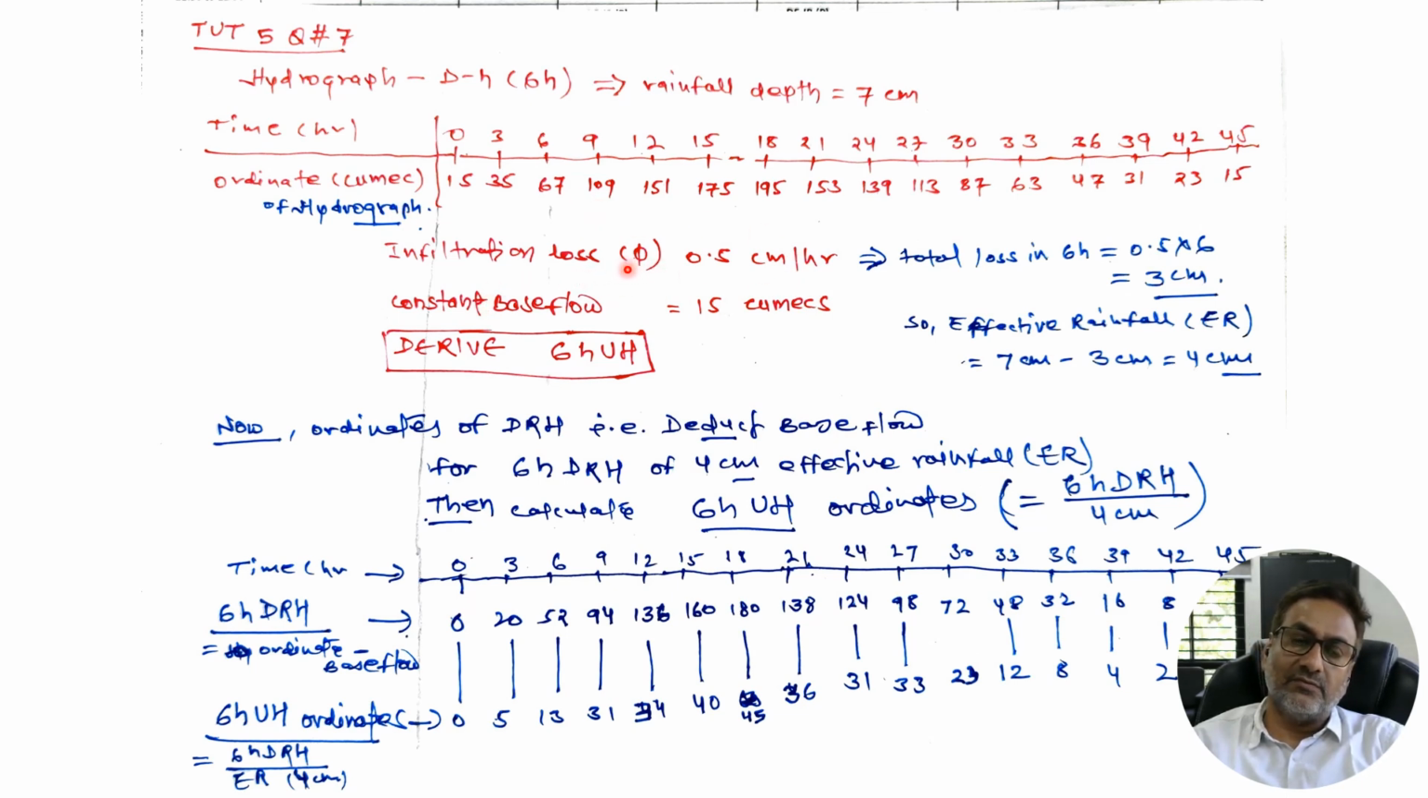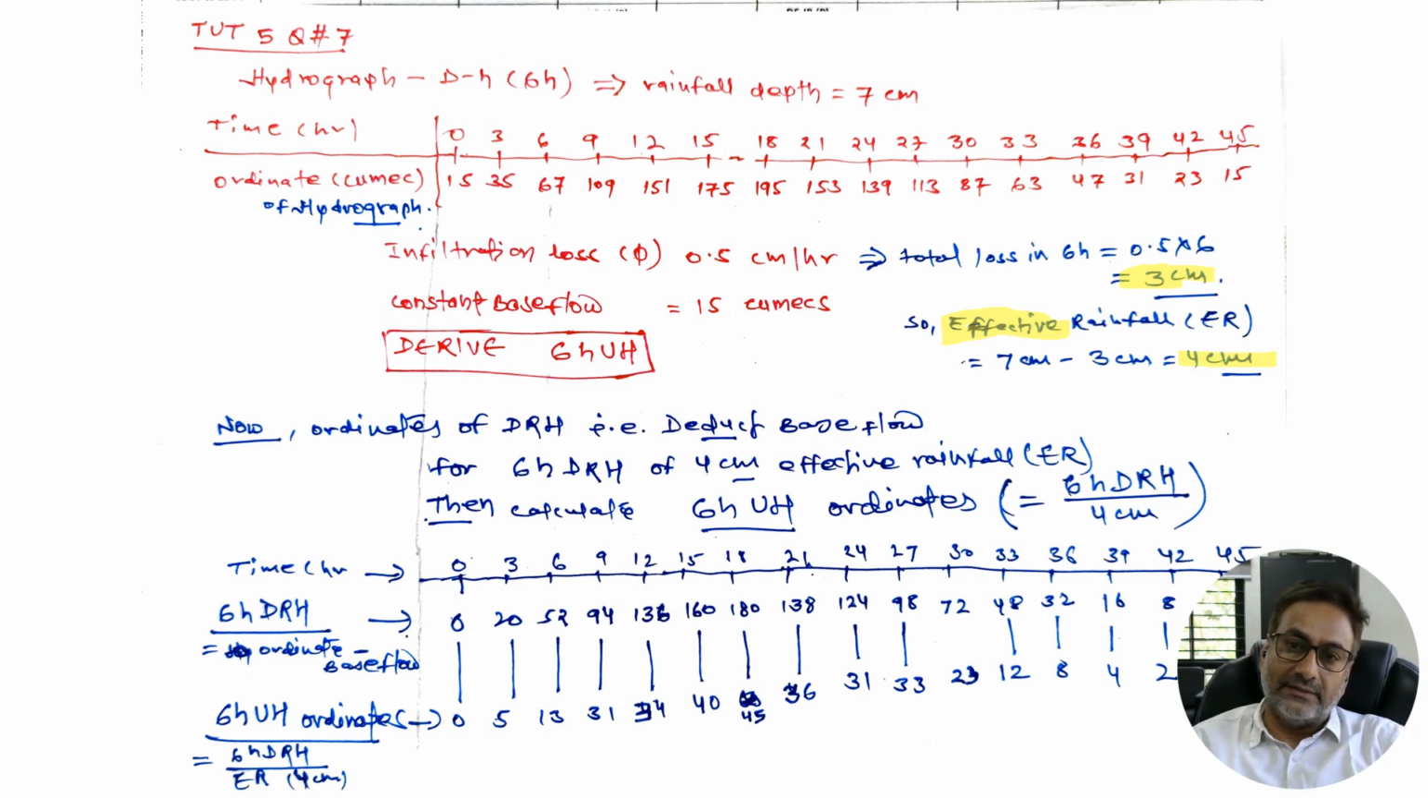Infiltration loss in terms of phi is given as 0.5 centimeter per hour, and this has lasted for 6 hours. So the total loss of water in terms of infiltration is 0.5 into 6, equal to 3. Now if we deduct this from the given rainfall depth, what we get is the effective rainfall, and if I deduct 3 from 7, I get 4 centimeter of effective rainfall.